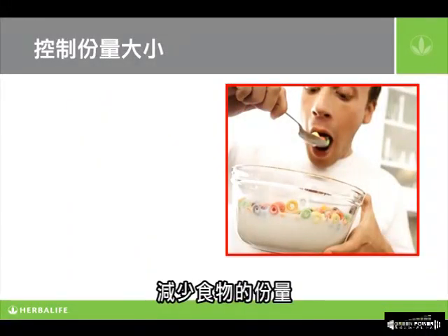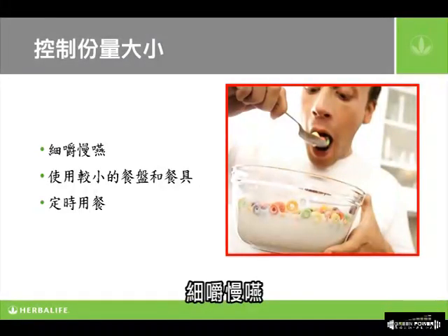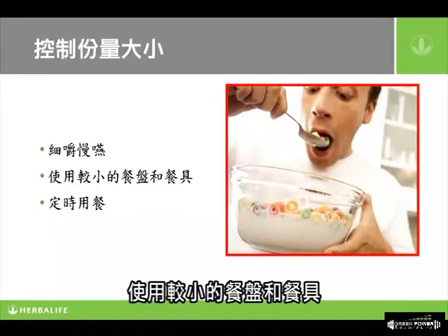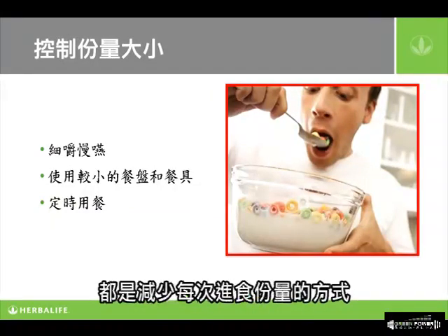Reducing serving sizes will help you reach your weight loss goals faster. Eating more slowly, using smaller plates and silverware, and making sure to eat regularly are all ways that you can cut back on how much you eat in one sitting.